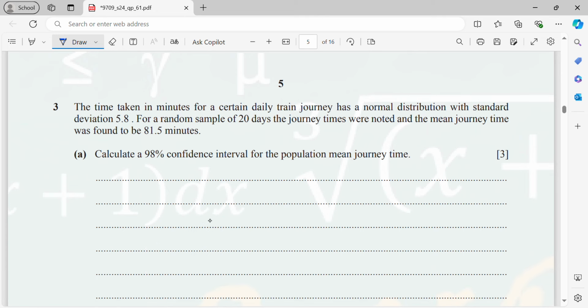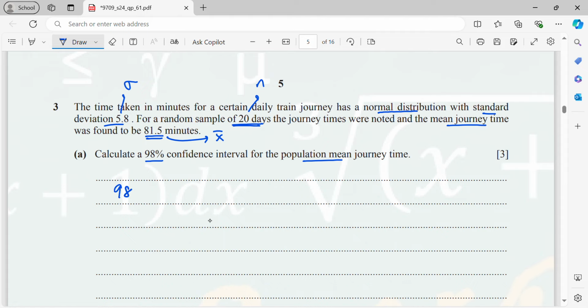Question 3. The time taken in minutes for a certain daily train journey has a normal distribution with standard deviation 5.8. For a random sample of 20 days, so this is the n, and this 5.8 is the sigma. For the random sample of 20 days, the journey times were noted and mean journey time was found to be 81.5. This is the mean from the 20 days. That means this is a sample mean. Now A, calculate a 98% confidence interval for the population mean.